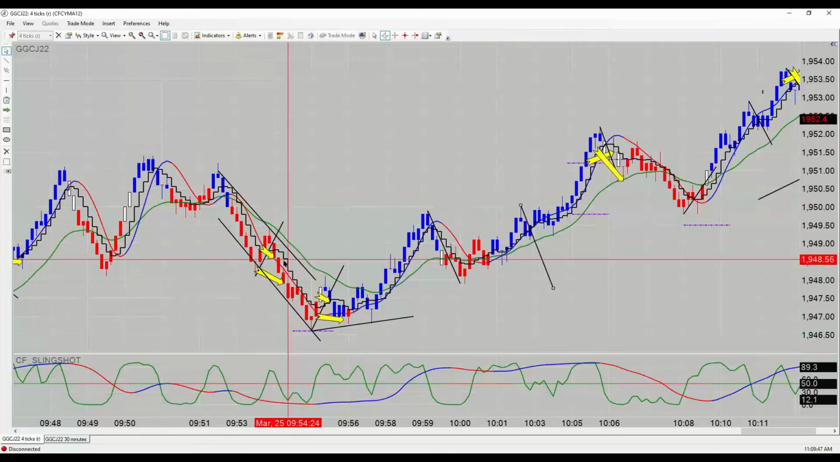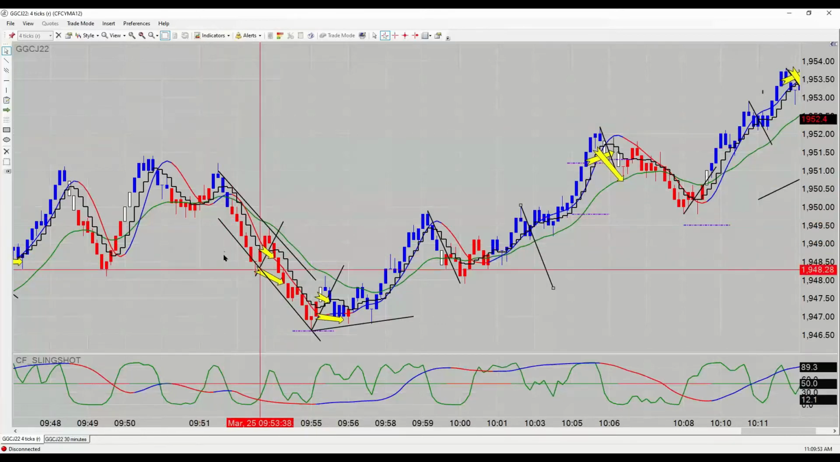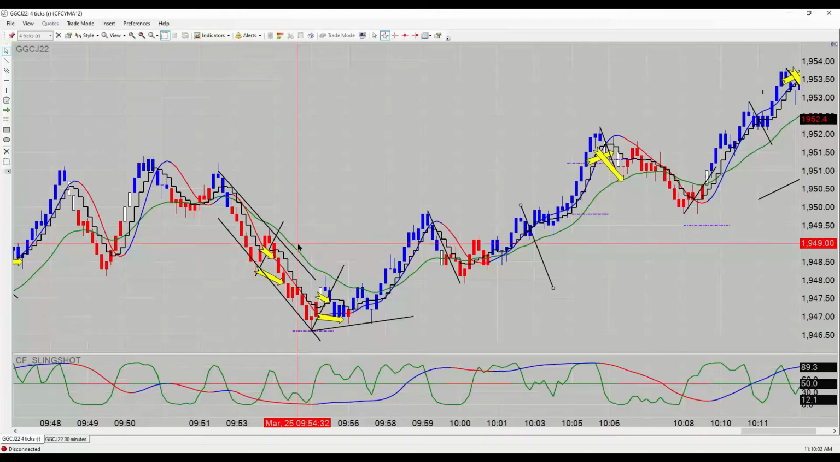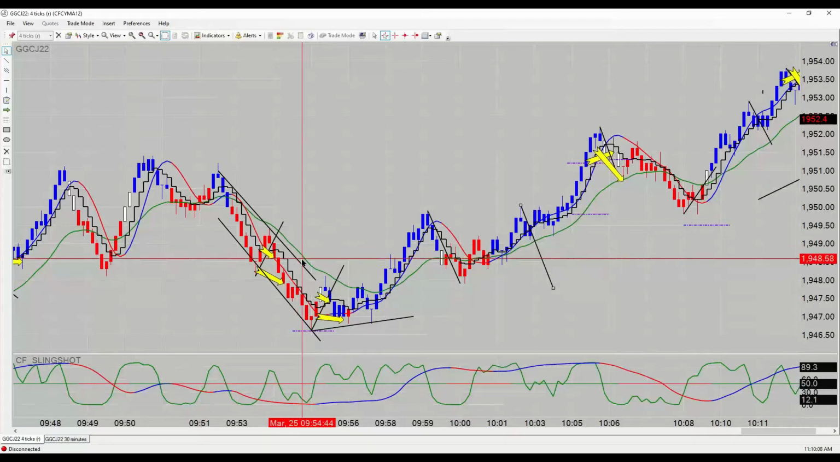The actual point of entry will be the down close of this bar. So in this case right here, this is gold. If this bar had a high here of, let's say, 49, it's going to have a low of 48.6. So your down close is going to be there at 48.6.